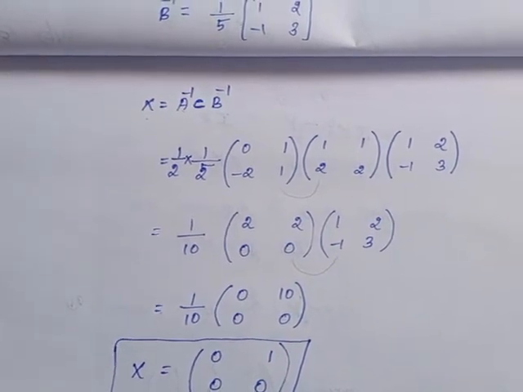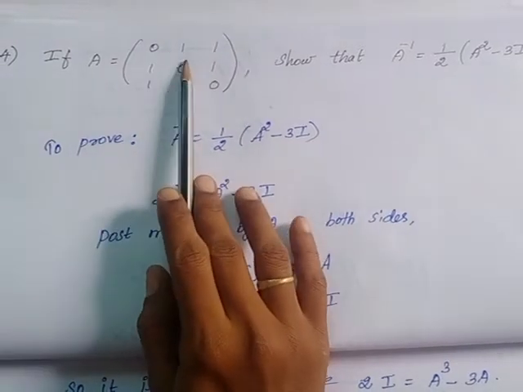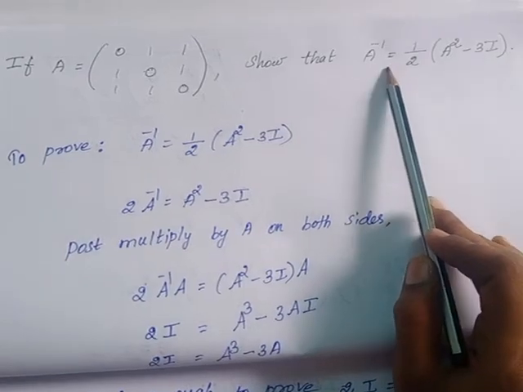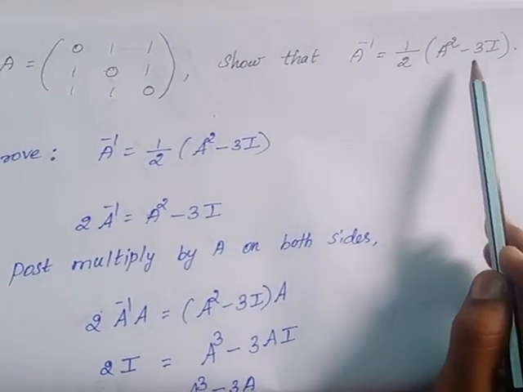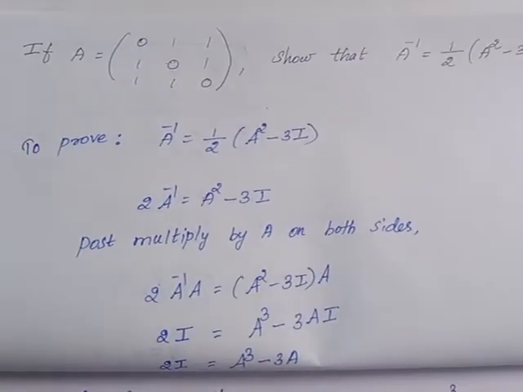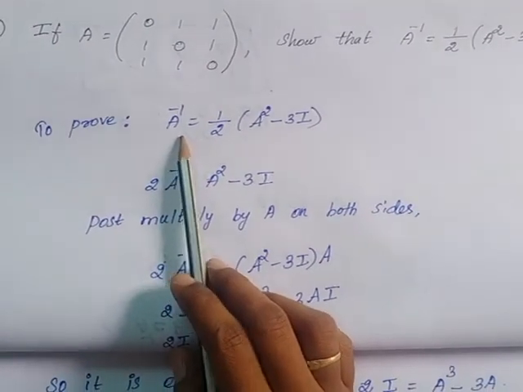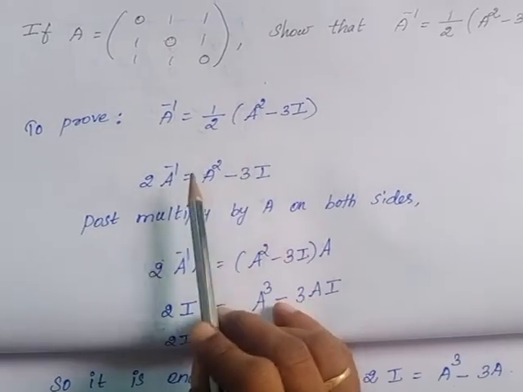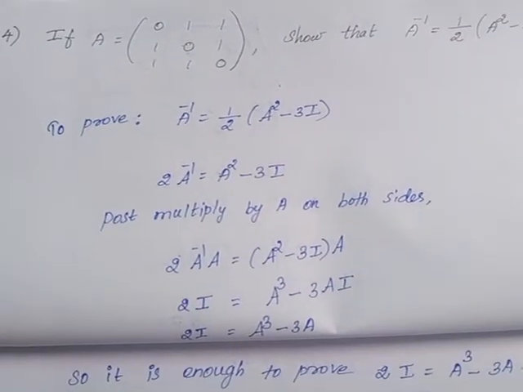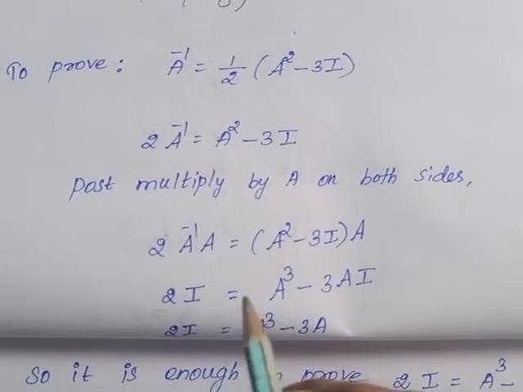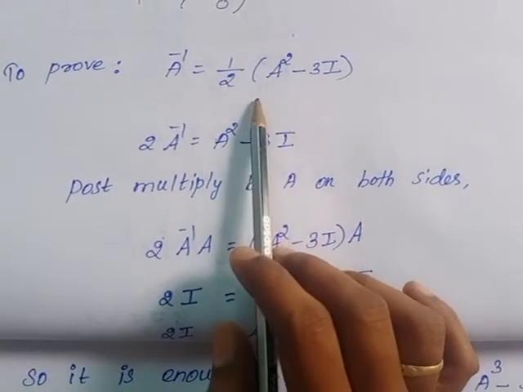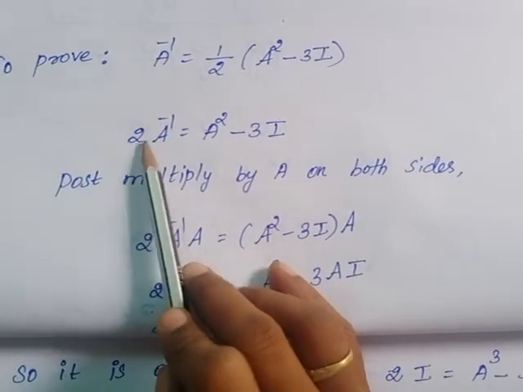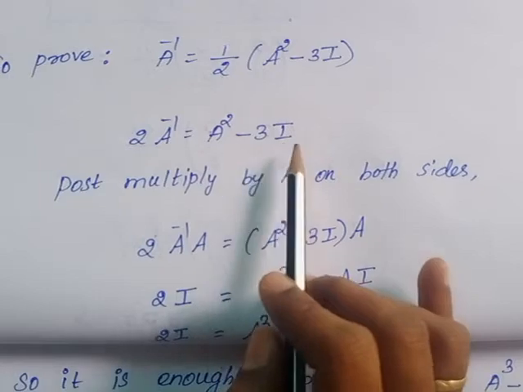Next problem: if A equals 0 1 1 1 0 1 1 1 0, show that A inverse is equal to 1 by 2 into A square minus 3I. I have to prove the result A inverse equals 1 by 2 into A square minus 3I. Using some property for proving the result, this 2 can be written on this side. So 2 into A inverse is equal to A square minus 3I.